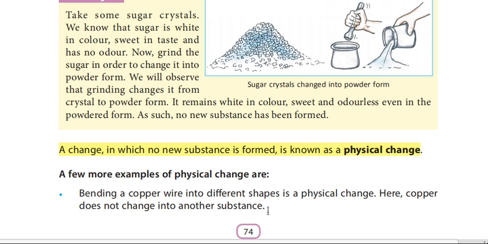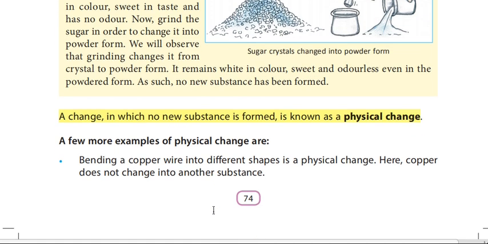Okay, see some more examples. Bending a copper wire into different shapes is a physical change. Here, copper does not change into another substance. You will take a wire and bend it into another shape. Even after bending, the copper remains copper. It will not change into another metal. So it is a physical change. The same experiment we can perform with other metals like aluminum, iron, and others. Here only the shape changes, with no change in the quality or property of the substance. This is a physical change, not a chemical change.